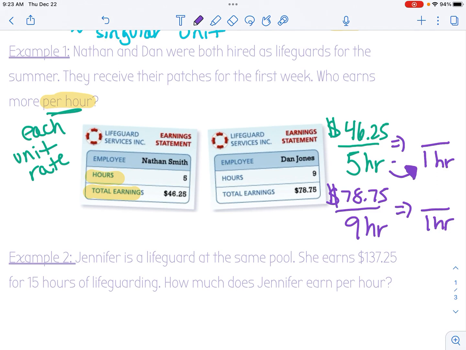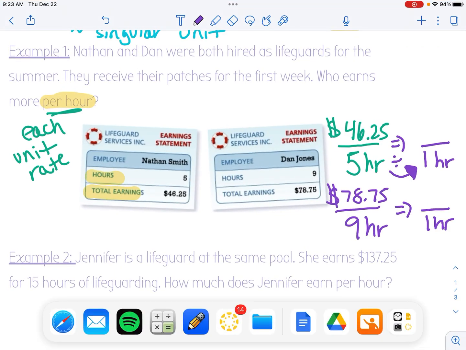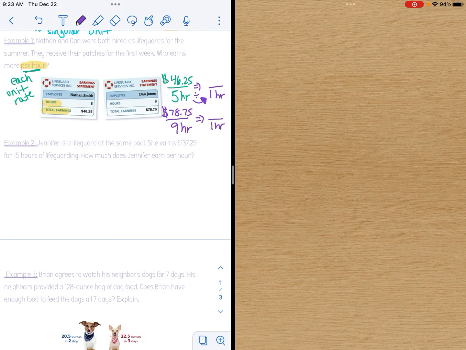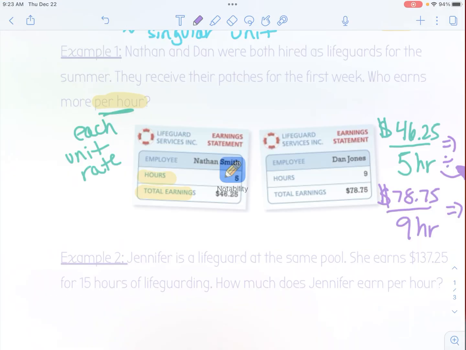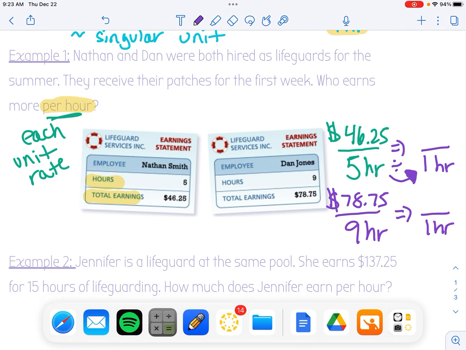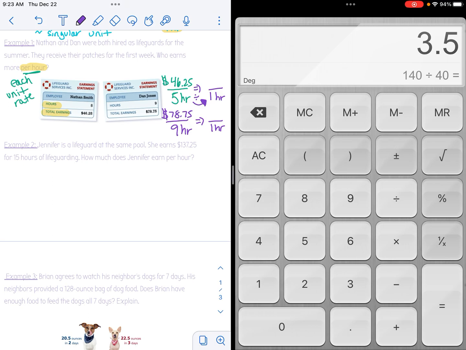So I'm going to be using division. And on this unit, you guys can use your calculator. So I'm going to go ahead and split screen here so I can have my calculator up. If you want to challenge yourself, go ahead and don't use your calculator, because we all know how to divide, but you guys can use your calculators on this unit.